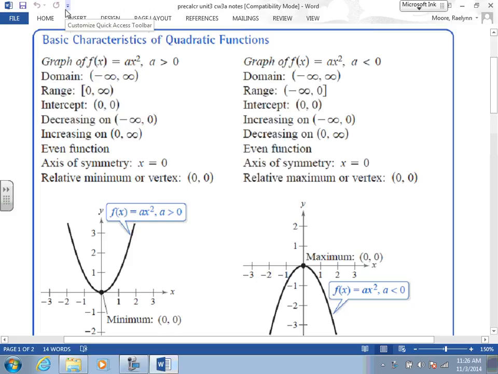Vertex, same as your turning point. Your vertex will help you do your increasing, decreasing. Decreasing from negative infinity to 0, increasing from 0 to infinity. Okay? So this was just a nice information.